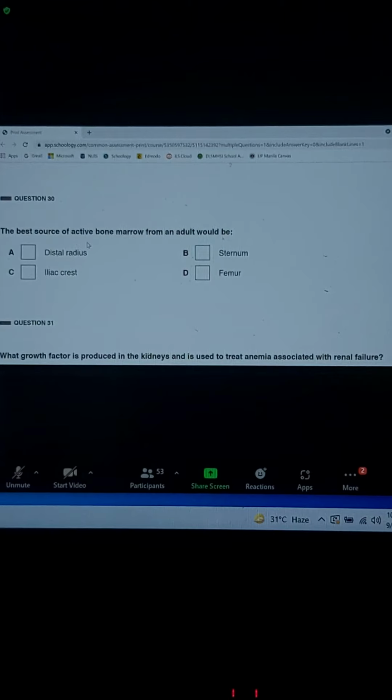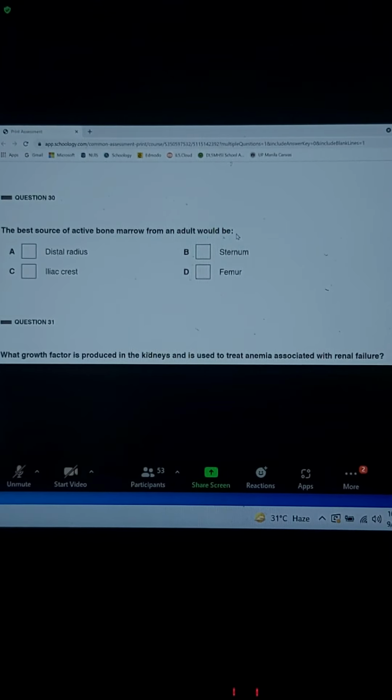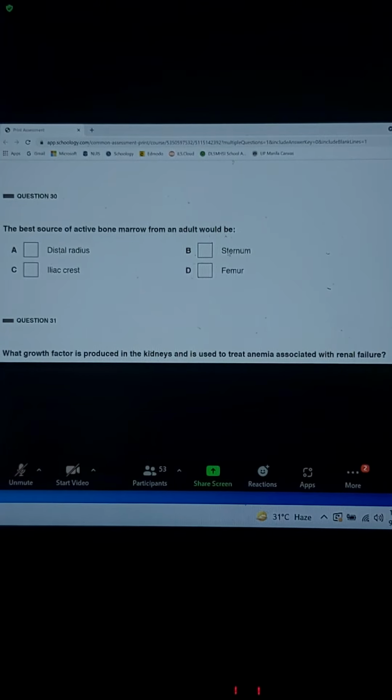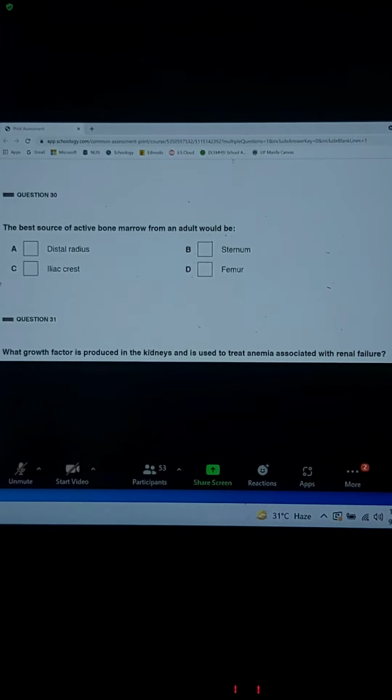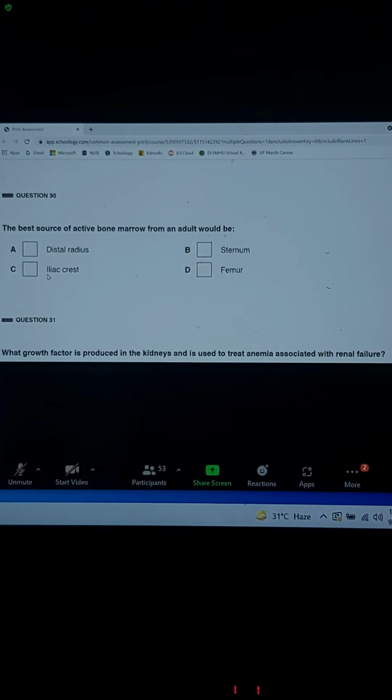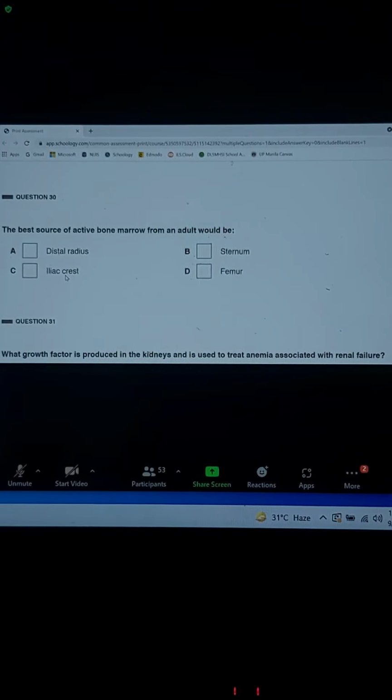Number 30, the best source of active bone marrow from an adult would be? Iliac. Okay, so that is the iliac crest. Although lahat naman sila na nagpo-produce ng red blood cells, pero usually kinukuha natin ng sample natin for bone marrow examination is from the iliac crest.